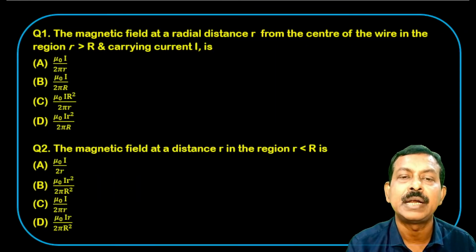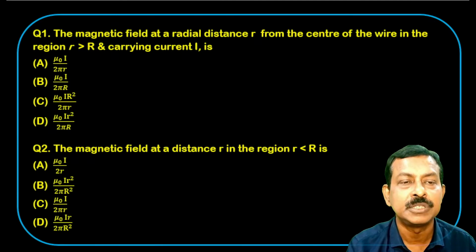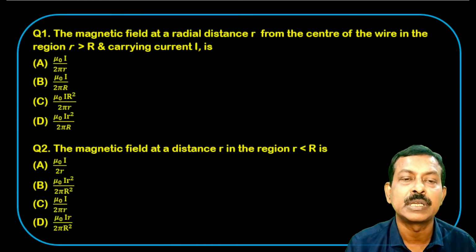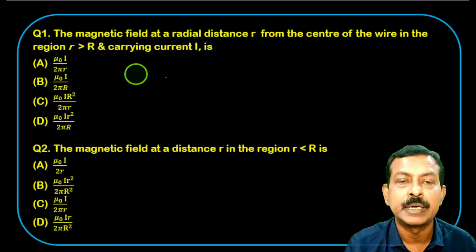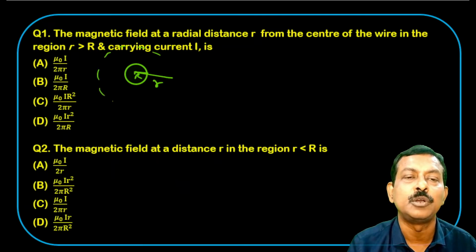Magnetic field at a radial distance r from the center of the wire in the region r greater than R, carrying current I. So for this particular case, suppose this is a conductor which is carrying current I and radius is R. We want to find the field at a distance r. So we'll construct an Amperian loop here.